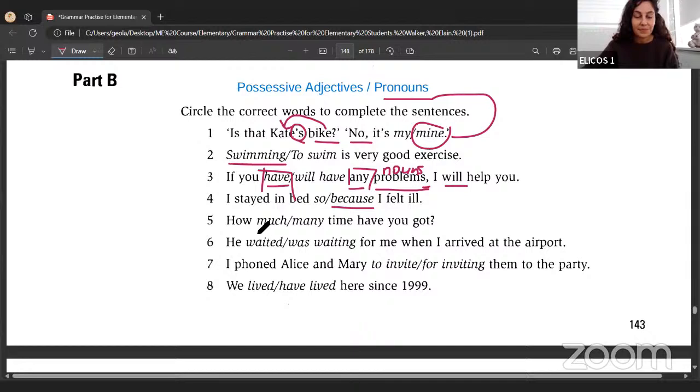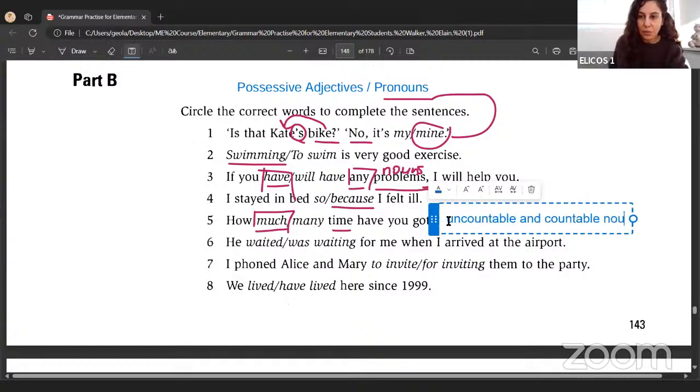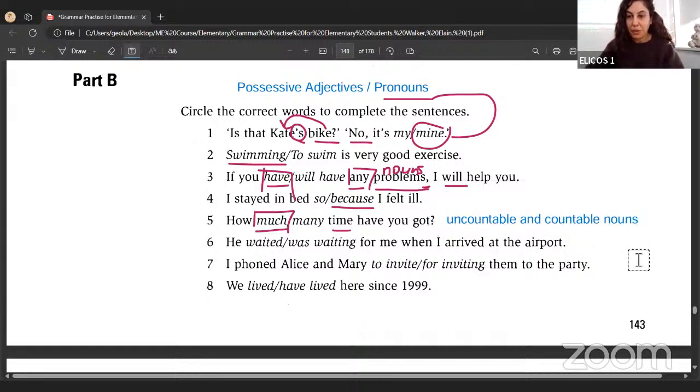How much time have you got? Yeah. So much is used with, remember we looked at our nouns. So we've got countable and uncountable nouns. So again, if you're not sure on why this one was that, look at your uncountable and countable nouns. It comes back from those lessons. So time is an uncountable noun, and we use much.